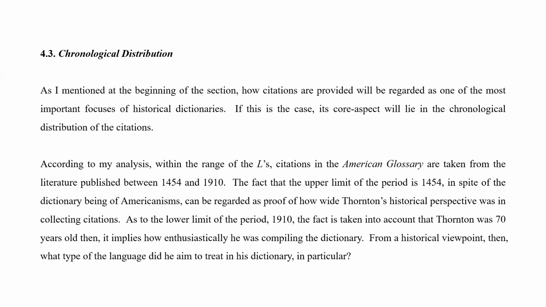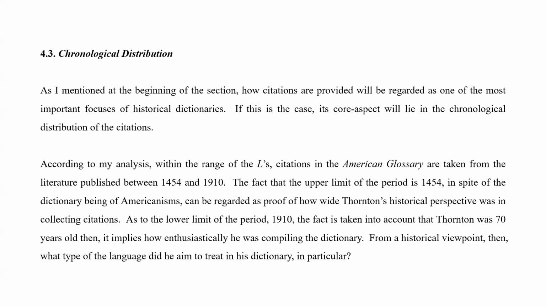Section 4.3 Chronological distribution. As I mentioned at the beginning of the section, how citations are provided will be regarded as one of the most important purposes of historical dictionaries. If this is the case, its core aspect will lie in the chronological distribution of the citations.